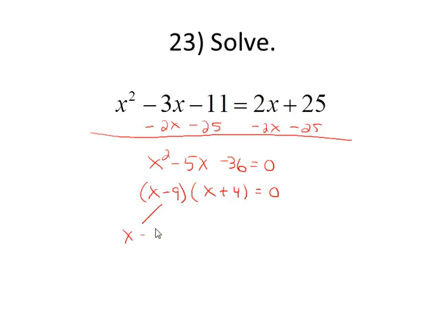Set each factor equal to 0, because if two numbers multiply to be 0, then we know that one of them must be 0. Solve the first equation, x equals 9, and the second equation, x equals -4. So our solution set is -4, 9. And you can put those in whichever order. I always put the lower one first.